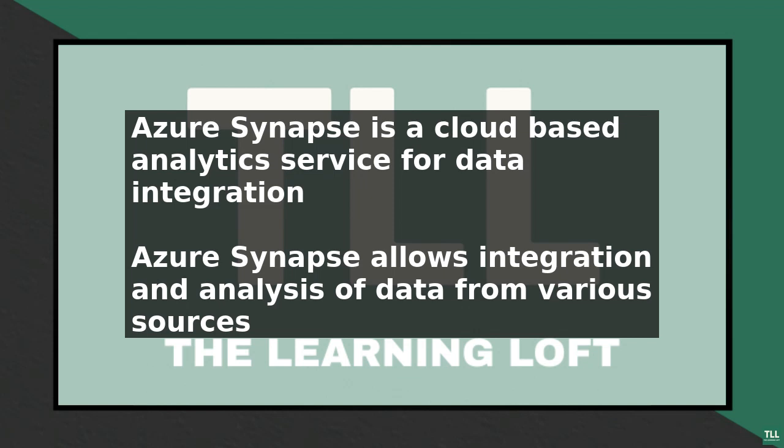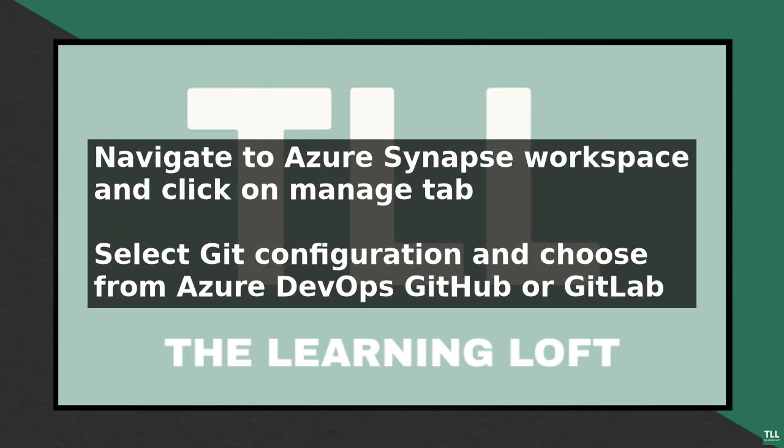First, navigate to your Azure Synapse workspace and click on the Manage tab. Then, click on Git Configuration and select your Git repository. You can choose from Azure DevOps, GitHub, or GitLab. Enter your repository URL, username, and password, and then click Apply.